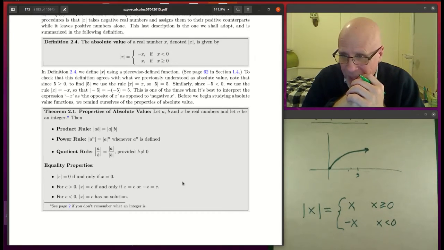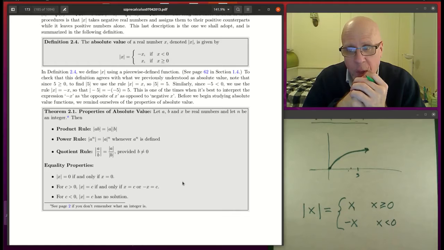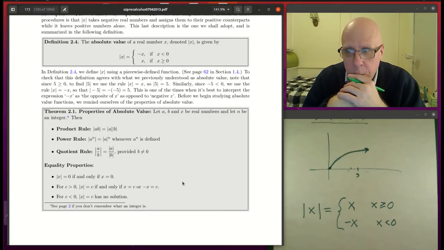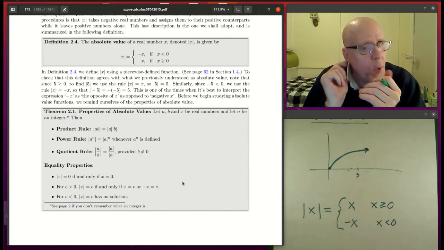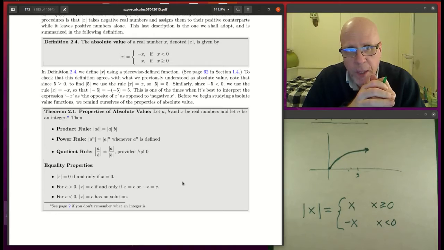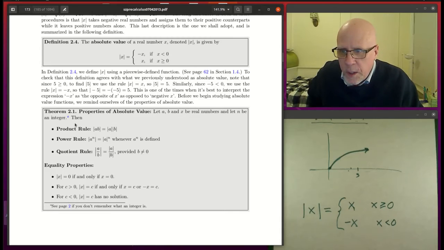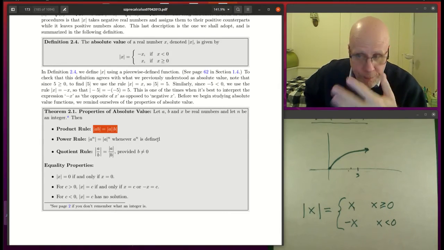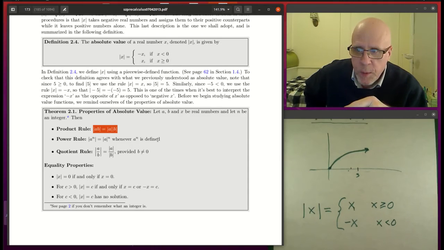What it's saying is, if you're multiplying two things and then taking the absolute value, you'll get the same result if you take the absolute values first and then multiply those. I think that makes sense. Let's think about this in terms of A and B, whether they're positive or negative. If A and B are both positive, then the absolute value of AB is AB, and the absolute value of A times the absolute value of B is A times B. So both sides are the same thing, A times B.